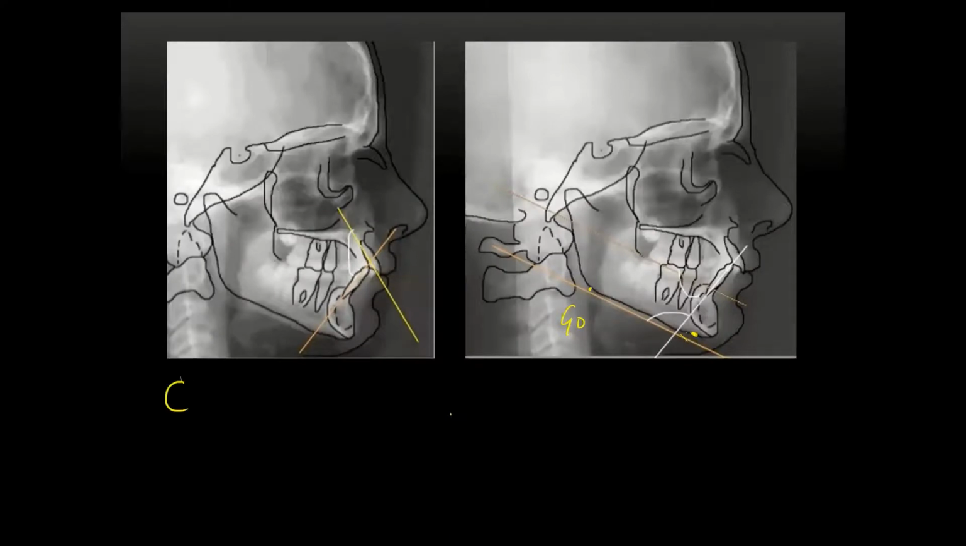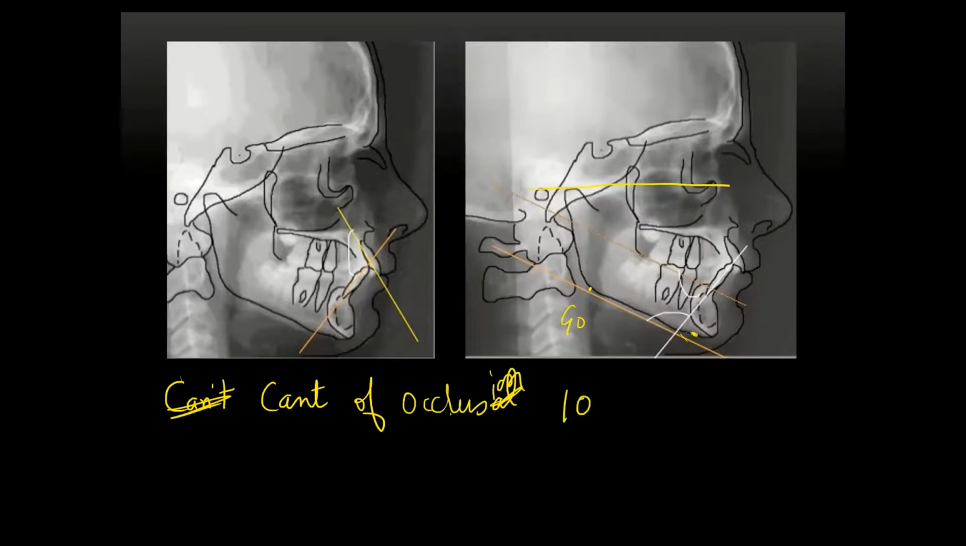cant of occlusion. Cant of occlusion means, sorry, it is not like that, it is like this. It is the angle between the occlusal plane and the FH plane. In this diagram it appears very large, but it is actually 9.3 degrees, not even 10. So the anterior occlusal plane is directing downwards, and the angle is about 10 degrees.